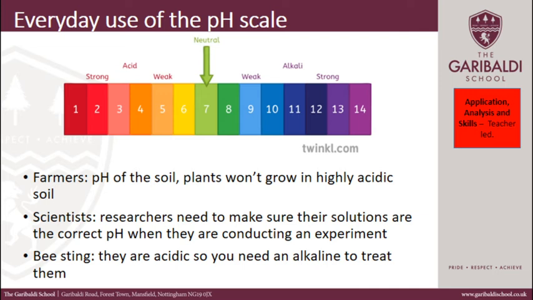Farmers test the pH of their soil because, for example, heather only grows in acidic soil. If you had a very highly alkaline soil, the heather won't grow. So farmers need to test the pH of their soil to make sure that the plants they're growing will grow strong in that soil. So they would use a pH scale. Scientists use it. Researchers need to make sure their solutions are the correct pH when they're conducting an experiment.